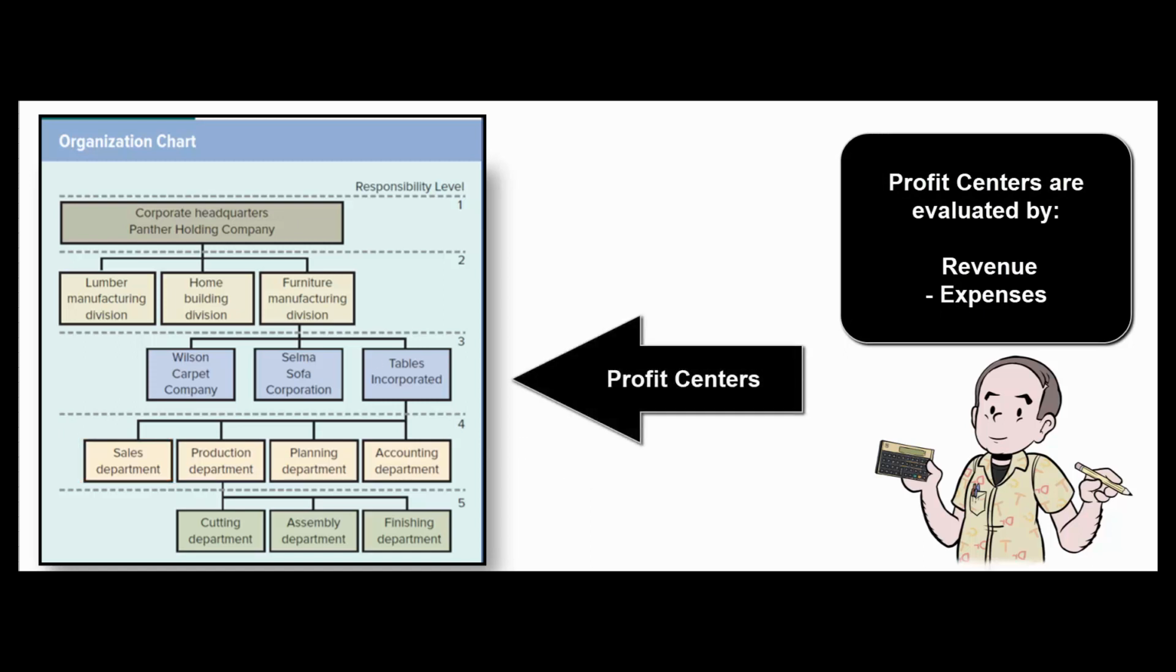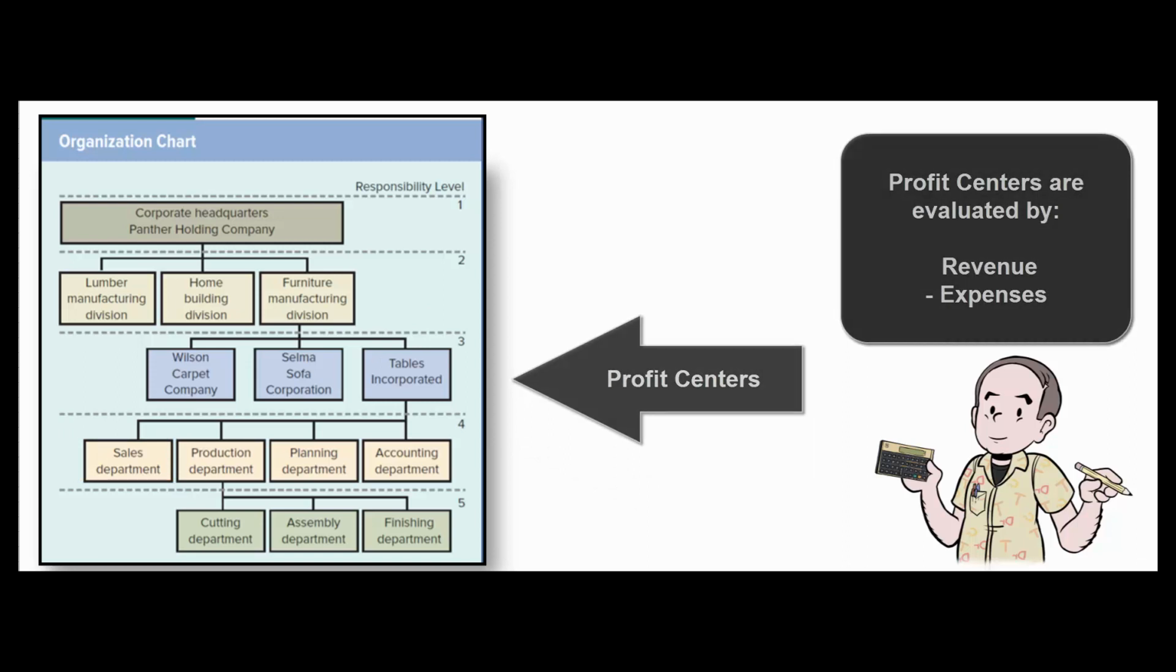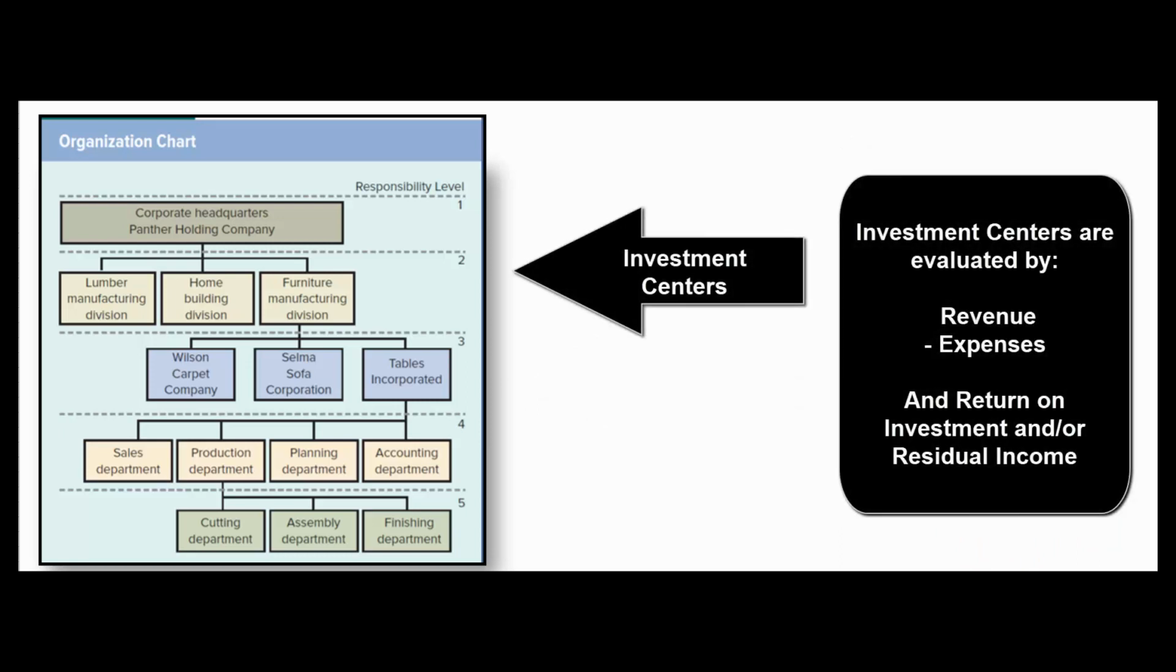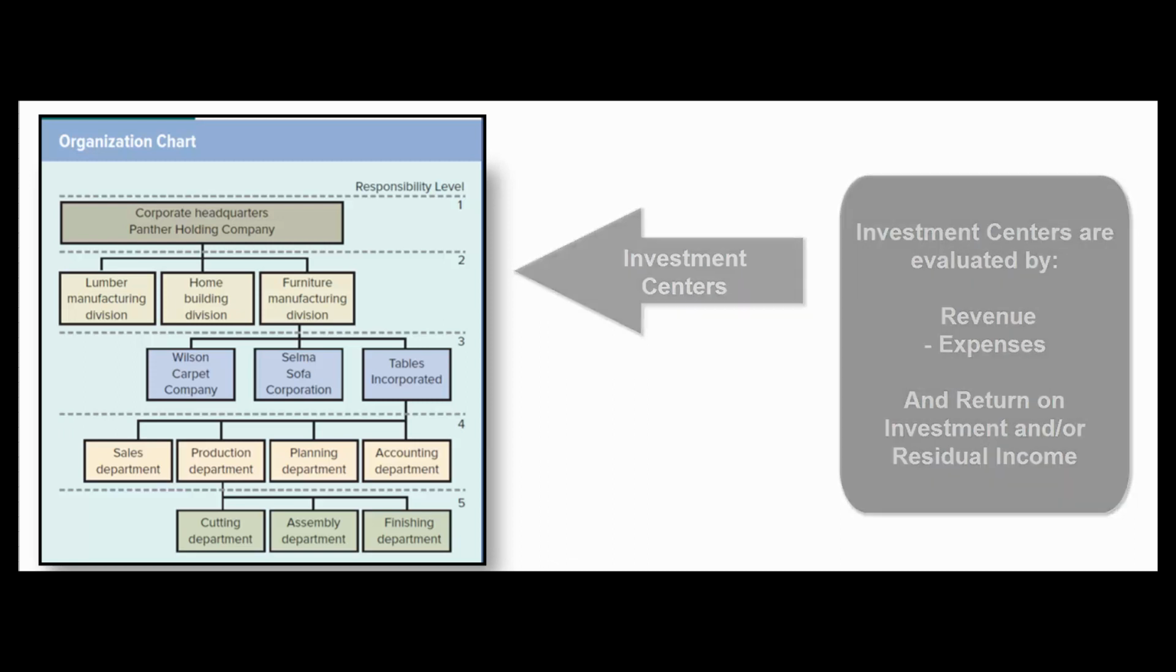Then we get up here to level 3. These are called profit centers. We'll look at their revenue minus their expenses to evaluate them. And then levels 2 and 1 are investment centers. We'll not only look at revenue minus expenses, but we'll look at measures like return on investment or residual income.